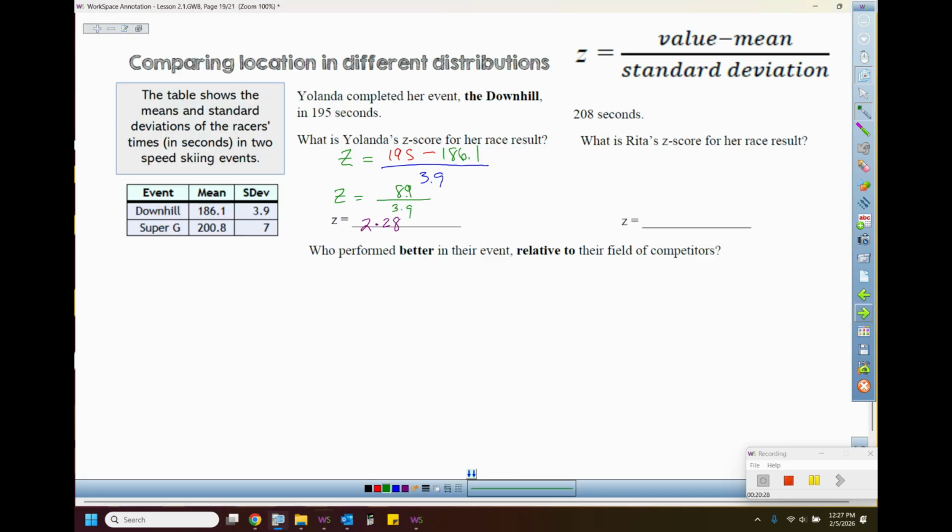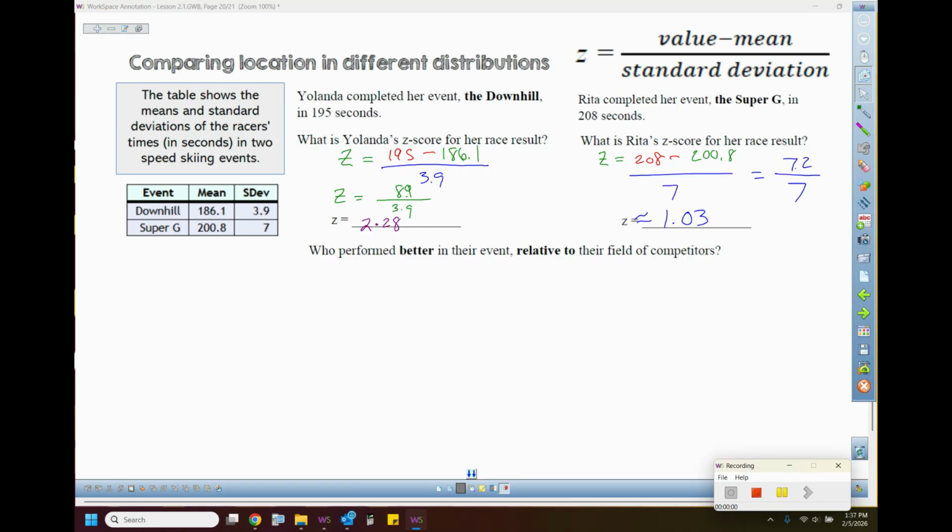I'll let you guys find Rita's z-score, right? Rita is in a different event. She's in the Super G, and her score was a 208, right? So can you find that z-score? Just pause the video, give that a shot, see what you think. So I got 1.03. So they ask who performed better in their event relative to their field competitions.